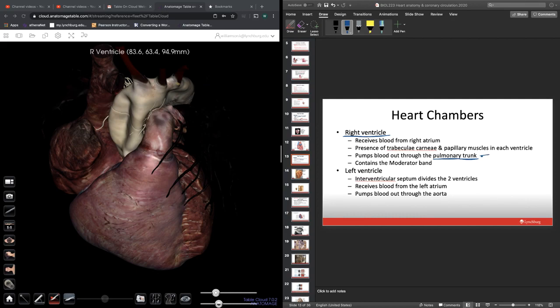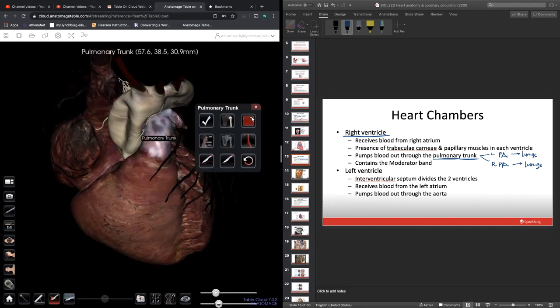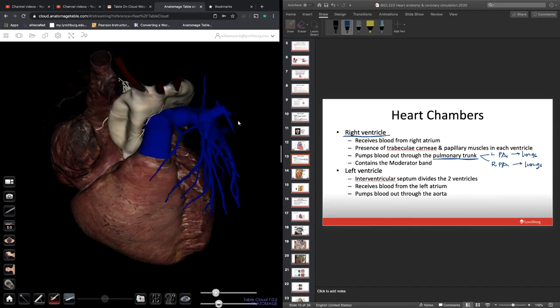Pulmonary trunk is going to end up bifurcating into a left pulmonary artery and a right pulmonary artery. And these guys are going to head to the lungs where they're going to pick up oxygen. Okay, so at this point we have got deoxygenated blood that's leaving the heart. And so if we can highlight on our image here, here's our pulmonary trunk that's leaving the right ventricle.